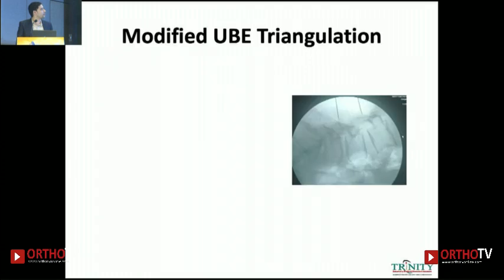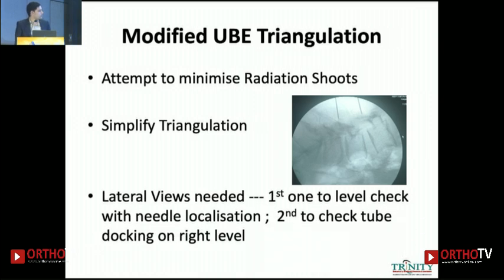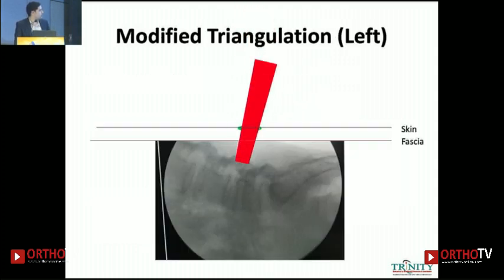But the problem is radiation. So we try to modify this triangulation to reduce the radiation exposure, and we only use our lateral view. One is we put in a spinal needle to check our levels, and once we dock our simple tube, that's it. Radiation is taken care of. So just a small tube is docked like this. I give another fascial incision, skin fascial incision. A blunt tip rod goes subfascially, hits the tube, docks over, slides over to the lamina. Over this, I introduce my scope and remove this tube and start working in UBE mode.